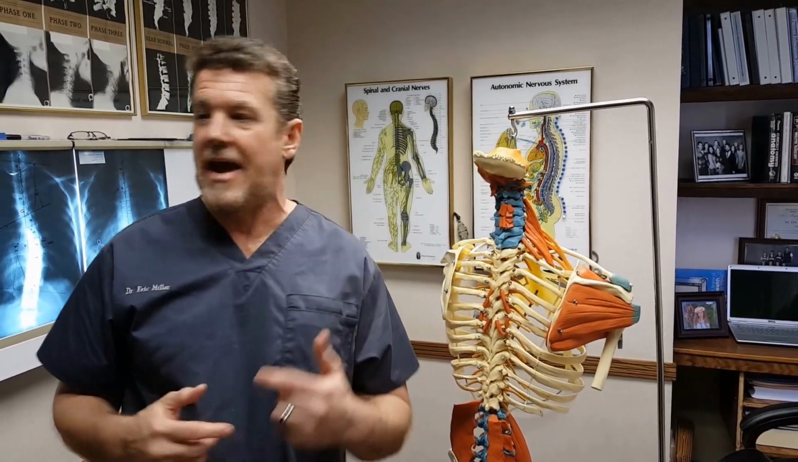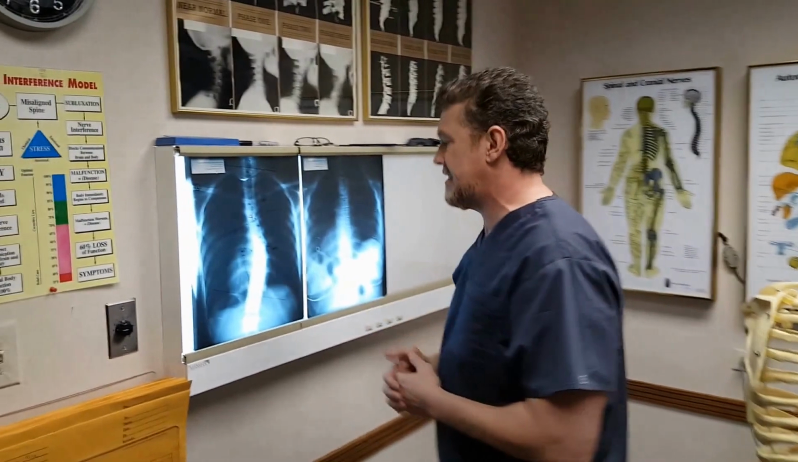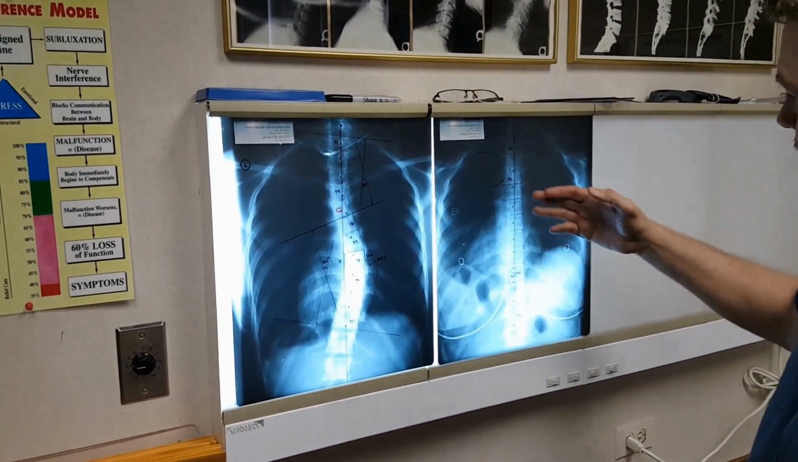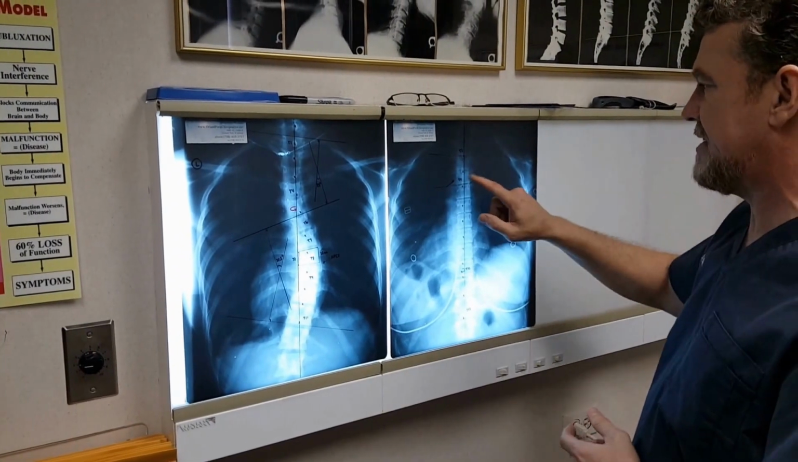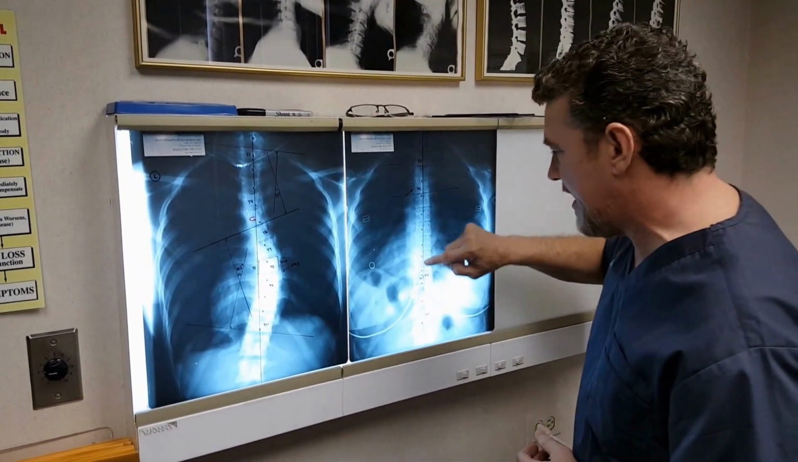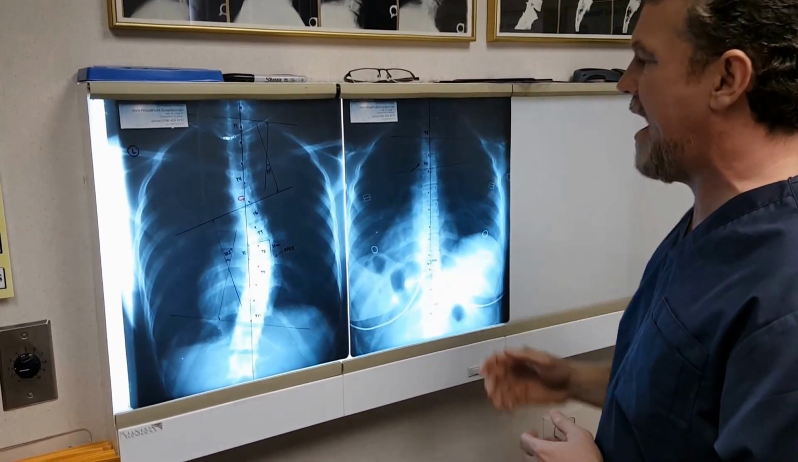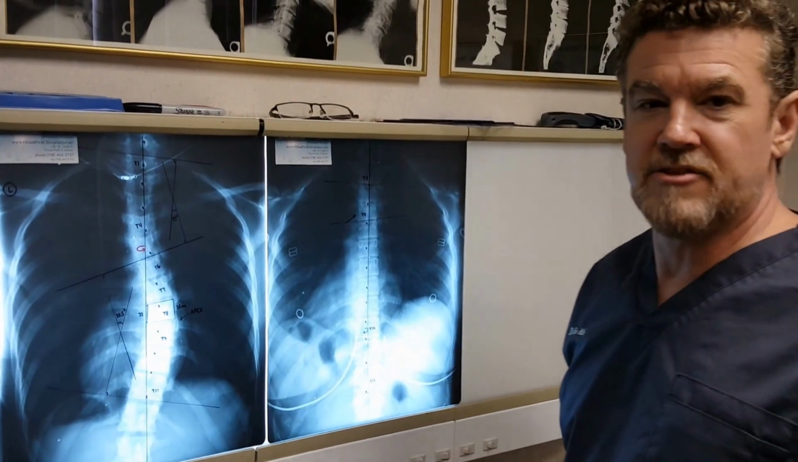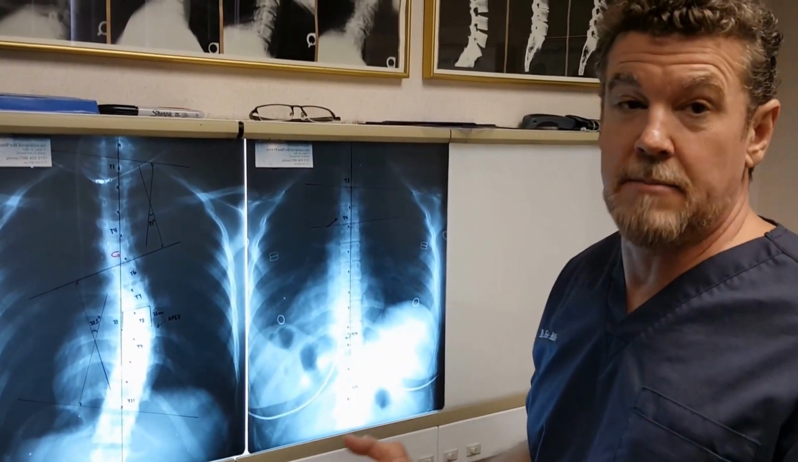I'm going to show you the x-rays right here of two different cases. One is more complicated and one is pretty simple. Let's go ahead and look at the simple case first. When we look at the vertebrae, what we want to see is that everything is in line, perfectly straight up and down. And there can be some small deviations, and those deviations are sometimes symptomatic and sometimes not.